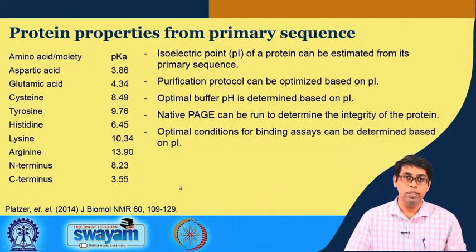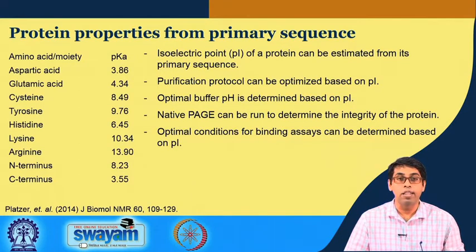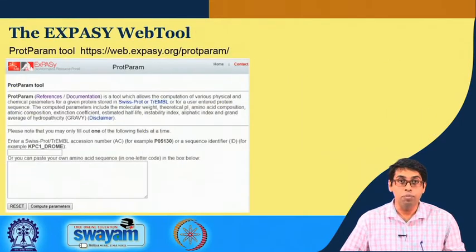So, you can do these things by hand, or you can go online, and there are many web servers where you have to simply put the sequence of your protein and they will do all these calculations for you. So, you will get the molar mass, the extinction coefficient, and the pI of your protein. One such program that is widely used is the ProtParam tool from ExPASy. ProtParam stands for protein parameter.